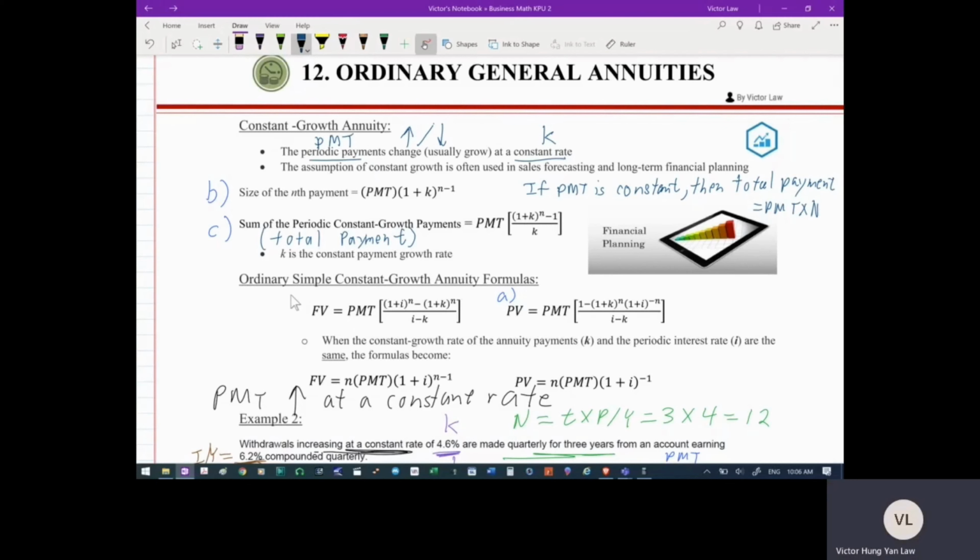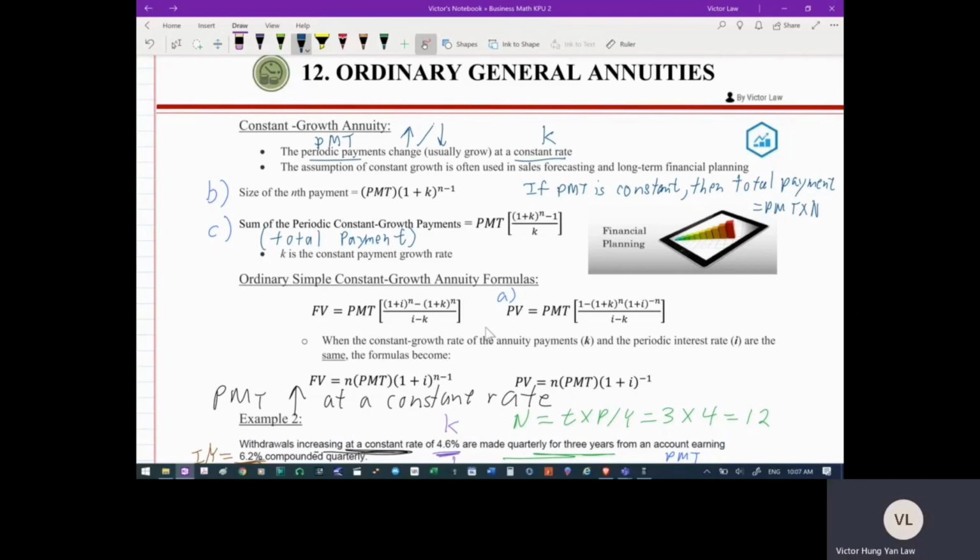And then we also have the formula here for future value and present value. And for constant growth annuity, we have to solve it algebraically. We cannot do it in the financial calculator. And the reason we're learning this is because the constant growth annuity is a more realistic assumption in real life. In real life, our payment is not going to stay constant. Our payment is going to change over time. So that's why you need to know about constant growth annuity.